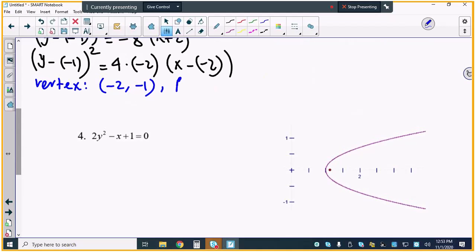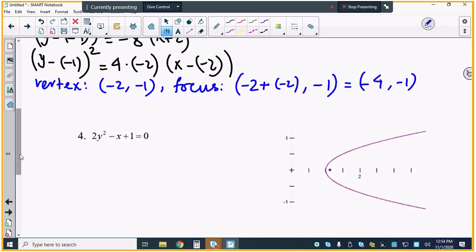Okay, so the next one is the focus. To find the focus, we are going to first think about the h value, which is negative 2, add the p or the focal distance negative 2, and don't change the k. So this is going to be negative 4 comma negative 1. For finding the directrix, we still work with the x coordinate of the vertex, but remember this time it is a vertical line. So x equal to the x coordinate of the vertex, which is negative 2, and I'm supposed to add the focal distance, which is negative 2.